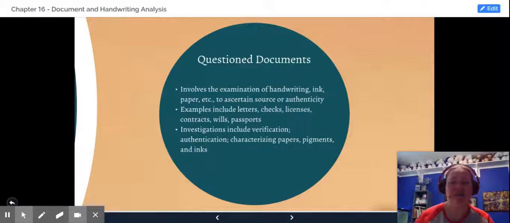All right, so a questioned document, when we look at it, we're going to be looking at different things, the handwriting, the ink, the paper, to authenticate it. So that would be for letters, checks, wills, passports, anything that is of importance in documentation. Verification needs to be investigated. Authentication, characterization, pigments, inks, all of this stuff is very important when looking at a document and analyzing it.